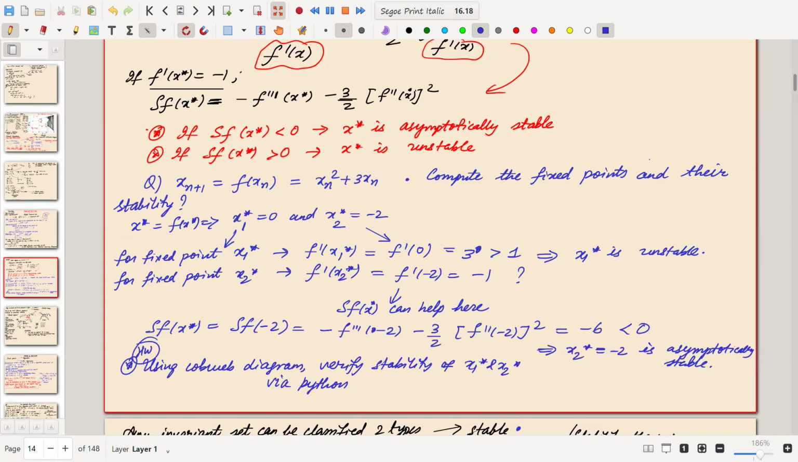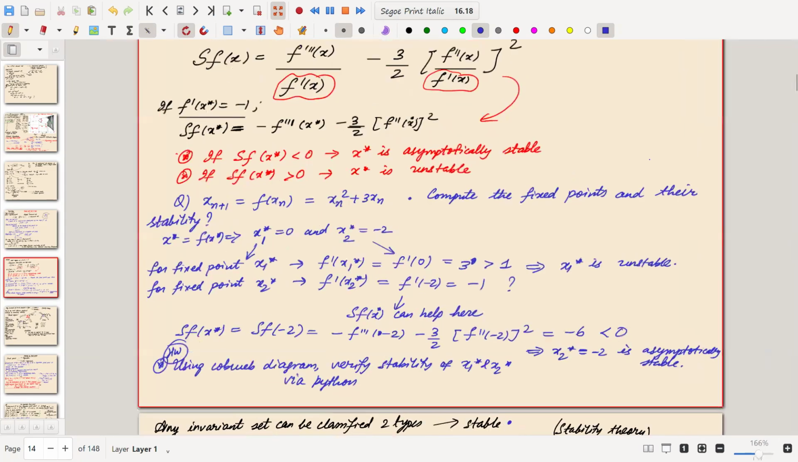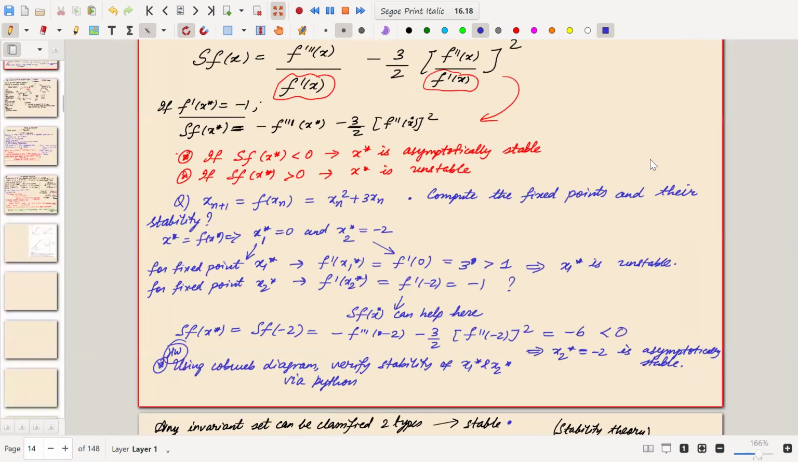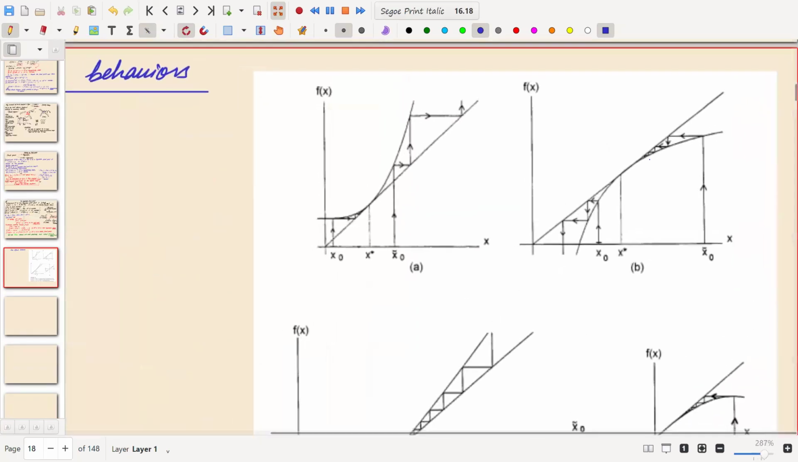So practice these problems. These problems are important. You can see such type of behavior here, a different behavior in total. Some different behaviors, different from what you have considered before. Concentrate on these figures.